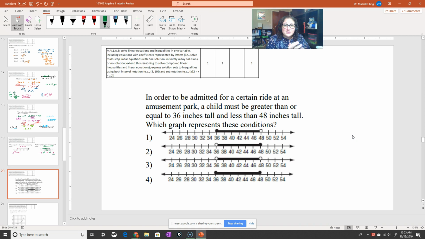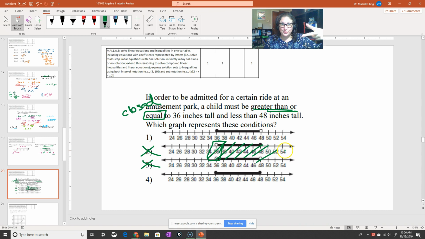Okay. All right, next, here's an example of how this might be a DOK2. In order to be admitted for a certain ride at an amusement park, a child must be greater than or equal. Holy moly, greater than or equal. So right away, I know it's got to be closed circle. I'm not even going to keep reading yet. As soon as it says greater than or equal, I'm going to use the X feature on the interim that you take online, and I'm going to immediately eliminate number 2 and number 3, because right away it says or equal, and these are not or equal. So then I stop. Boom.